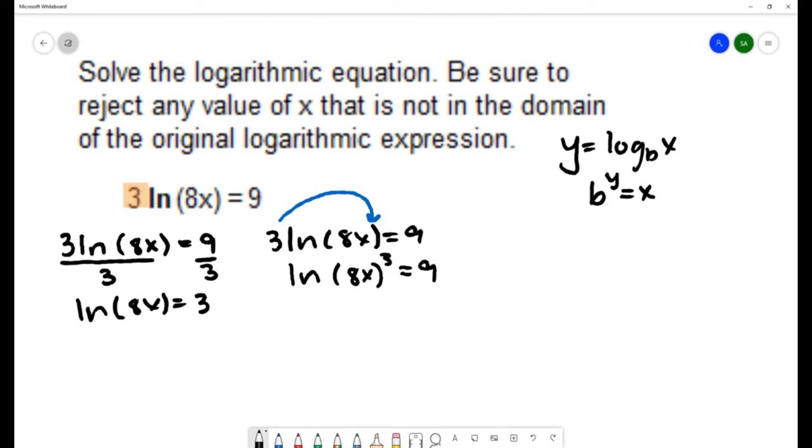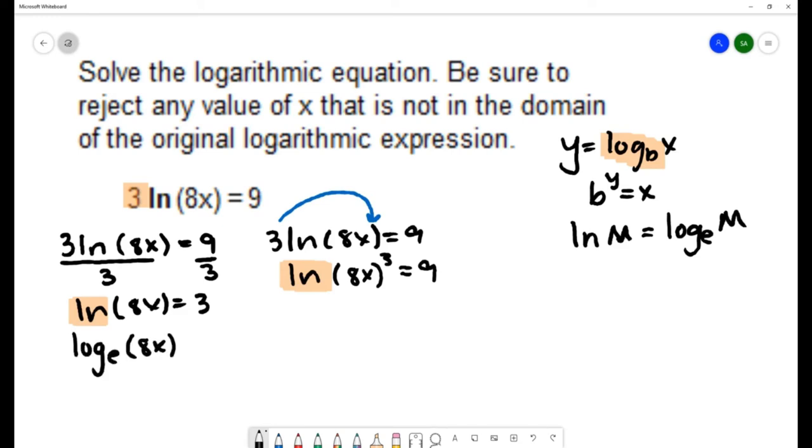So then our next obstacle that we have here is that most of our logs are written in this way here, log base b. Well, this log is written with a special notation with ln, which stands for natural log. So ln of, let's say, some m, what that means is log base e of m. So e is our special base, we call it the natural base, and so logs with that natural base are called natural logs, and we use this special notation. So we have to keep in mind that this equation actually means log base e of 8x equals 3. Or this one over here, log base e of 8x cubed equals 9.